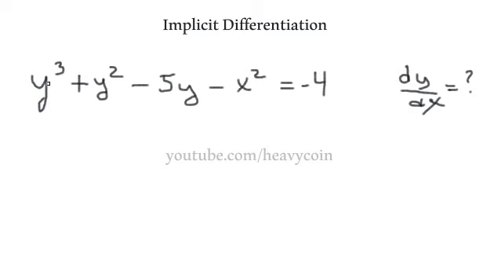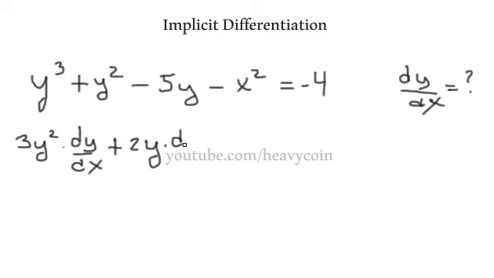So here it is. We take the derivative of y cubed, and that's just going to be 3y squared times, now remember we want to write dy over dx here. Okay, we take the derivative of y, write dy dx, plus, and then the derivative of y squared is 2y times dy over dx, minus 5 times dy over dx, right? We're taking the derivative of this, and then this is going to be minus 2x is equal to, and the derivative of a constant is 0.